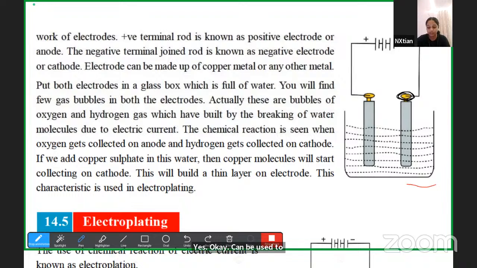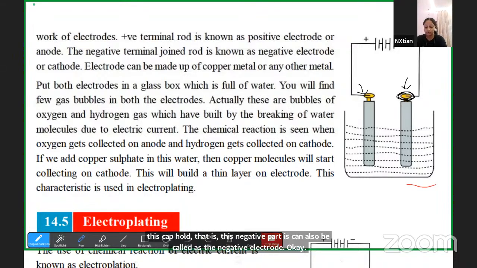And the anode that I explained, this part, is also called the positive electrode. And this cathode, this negative terminal part, can also be called the negative electrode. Now, an electrode can be made up of copper metal or any other metal. Put both electrodes in a glass box which is full of water. You will find a few gas bubbles at both the electrodes. Actually, these are bubbles of oxygen and hydrogen gas. What does it mean, gas bubbles in both the electrodes?